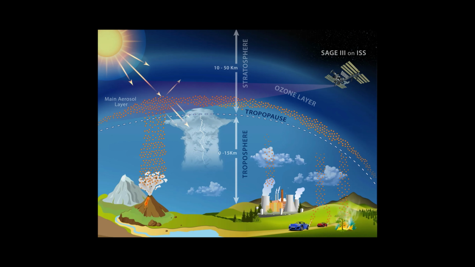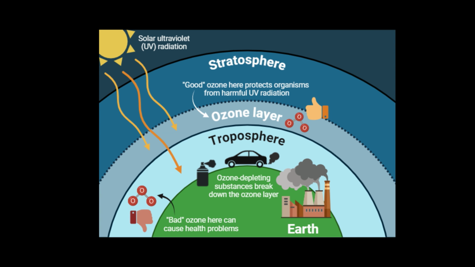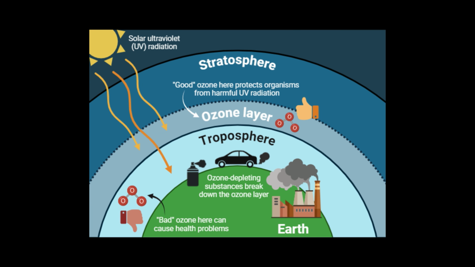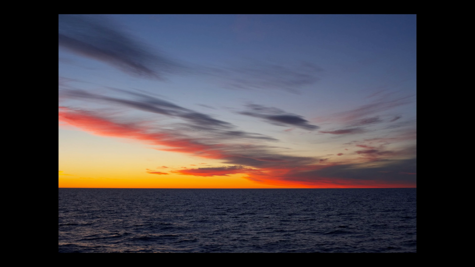Then in 2017, NASA launched SAGE 3 to measure gases and aerosols during sunsets and sunrises. The data gathered from SAGE and how the sunlight interacts with atmospheric particles can reveal its composition and how human activities affect its health.